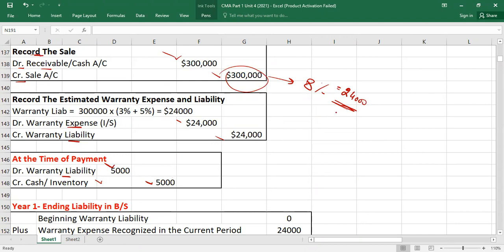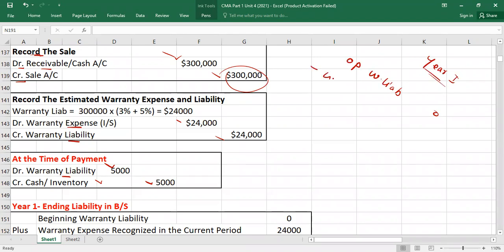Understood? Can you complete the equation now? First equation. If I'm asking you what is the ending warranty liability? Ending warranty liability for the first year. So you have to apply the equation now. Opening warranty liability. There is zero balance. This is year one calculation I'm doing, because there is nothing provided about the opening warranty liability.